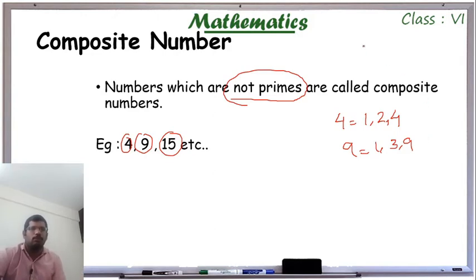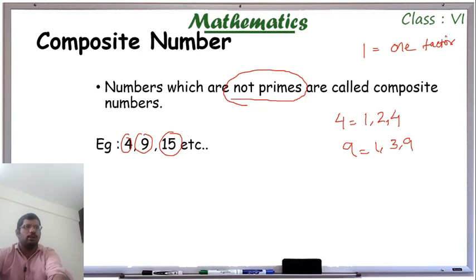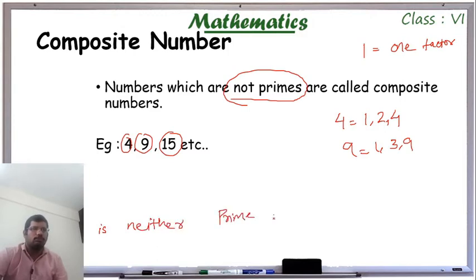Then what about 1? Is 1 prime or composite? 1 has only one factor. Only 1 is the factor. So we cannot call 1 prime or composite. 1 is neither prime nor composite. You have to note it down. 1 is not a prime number and 1 is not a composite number. 1 doesn't belong to either of these.